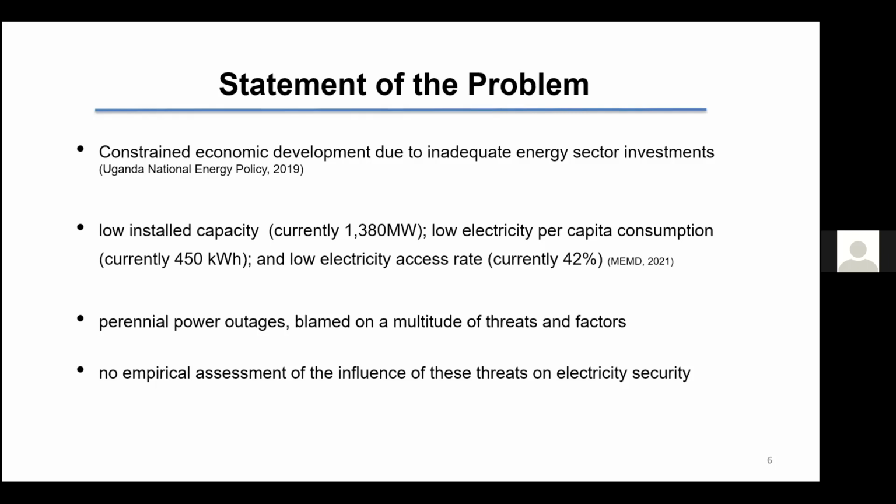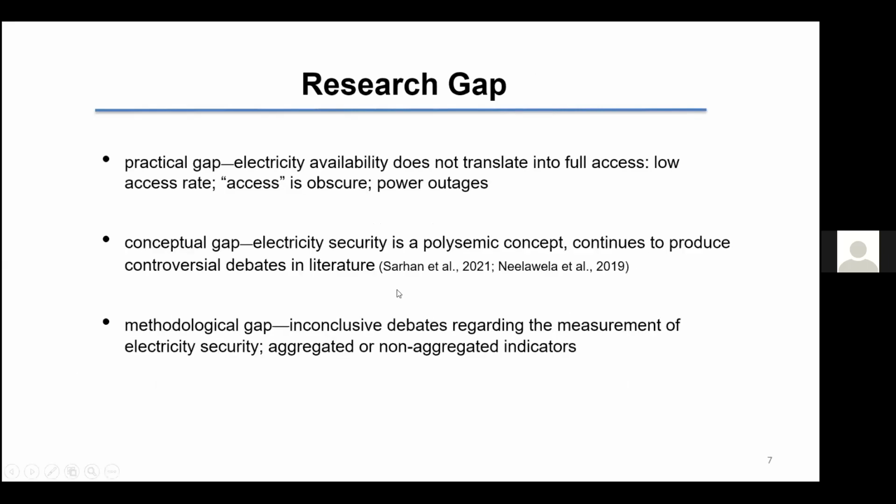To the issues and dynamics around electricity in Uganda themselves, we are consistently having power outages, or what we would call blackouts, blamed on a number of issues, some of which could be technical, others are natural issues, could be social profilings that we want to look through. But to make a contribution here, my empirical assessment of the influence of these threats on electricity security remains uninvestigated for Uganda. So what am I seeing, or what am I trying to make a contribution to?